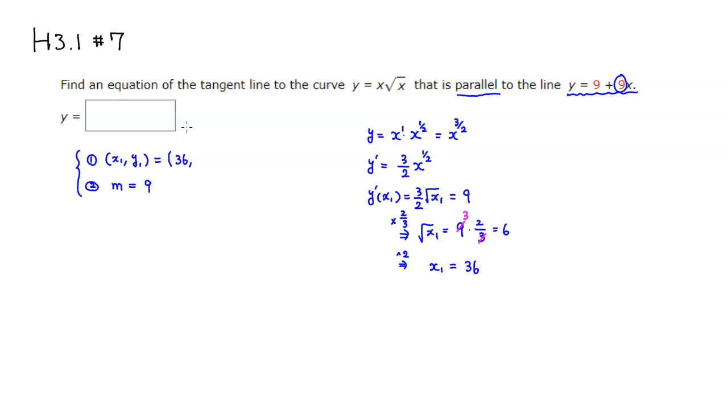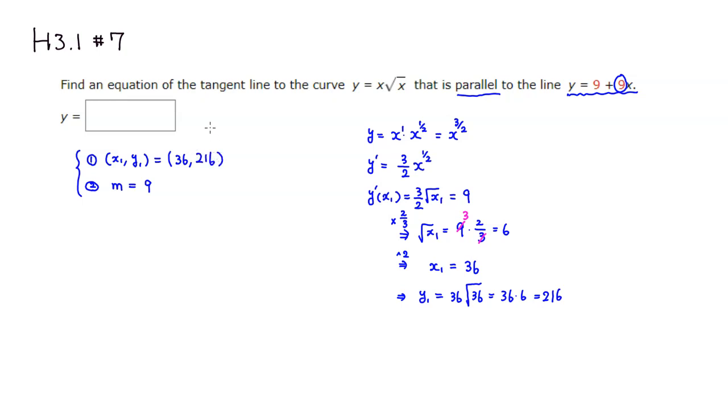Then all you have to do is find y1. How do we find y1? y1 is simply plugging the x1 value into the original function, right? So it's going to be 36 times the square root of 36. The square root of 36 is 6, so 6 times 6 is 36, and 3 times 6 is 18, so 216. So you have 216.